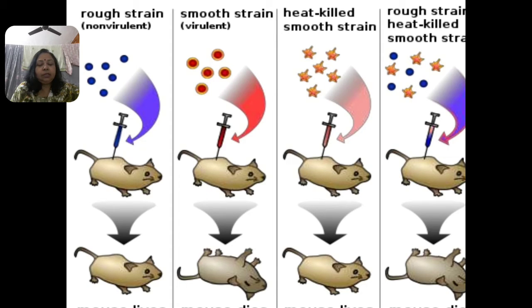In the third step, Griffith heat killed the S strain bacteria and injected them into the mice, and he found that the mice stayed alive. In the fourth step, he used living R strain and mixed it with the heat killed S strain. But the result was amazing. The mice died with the infection of pneumonia.